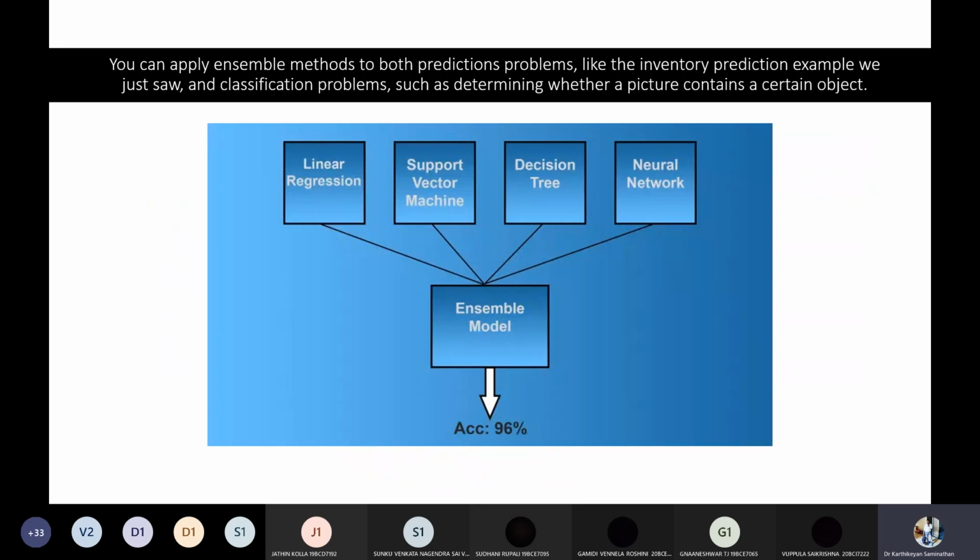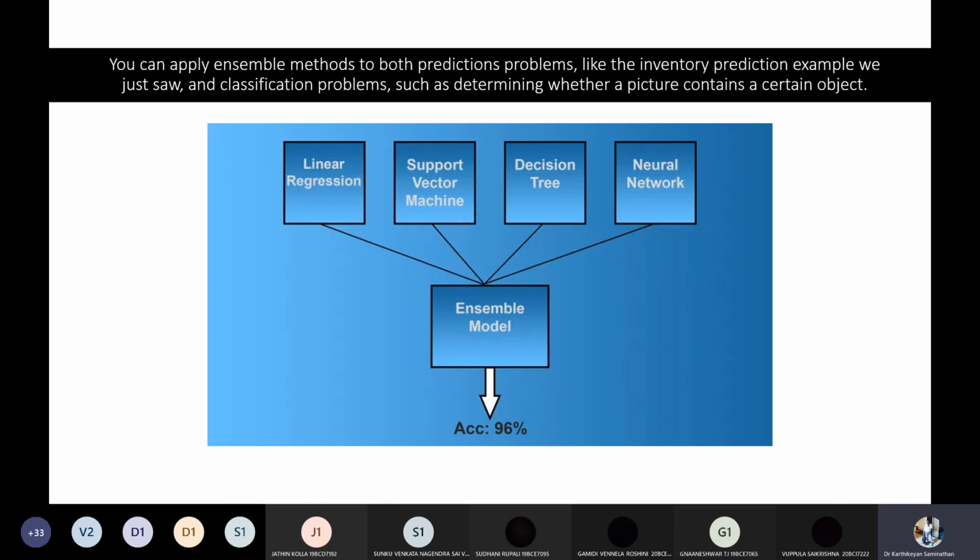You can apply the ensemble method to both prediction problems, like the inventory prediction example, and classification problems, such as determining whether a picture contains a certain object or not. For example, you might have seen this scenario when you go to various websites: Google asks you to select the fire hydrants, then asks you to select the buses, right? It is a kind of prediction.